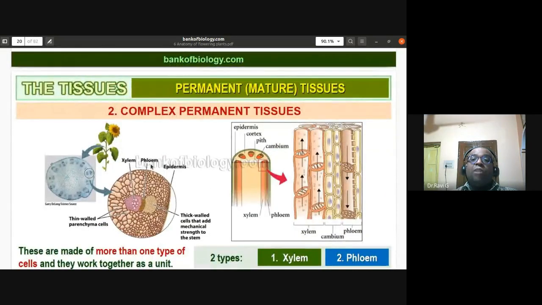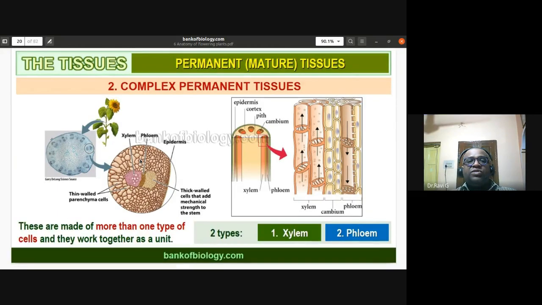Under that, we are going to study the complex permanent tissues. I've already told you complex permanent tissue is a heterogeneous tissue because it is made up of different types of tissues which have different structure and origin, but they all have a common function. That is what you have to remember in case of a complex permanent tissue. These are made of more than one type of cells and they work together as a unit. So they are heterogeneous in nature.